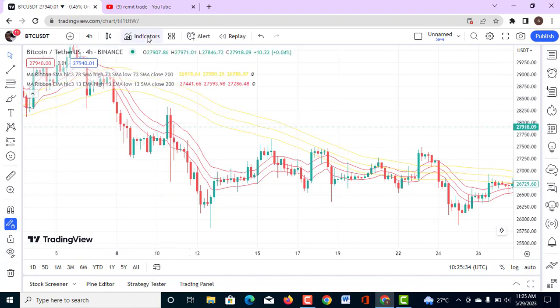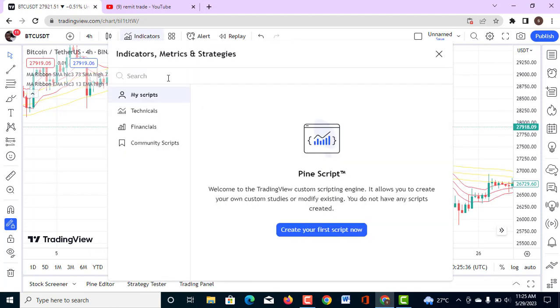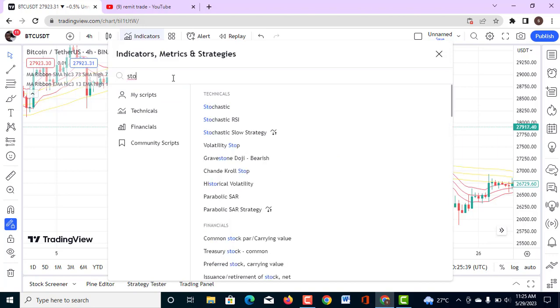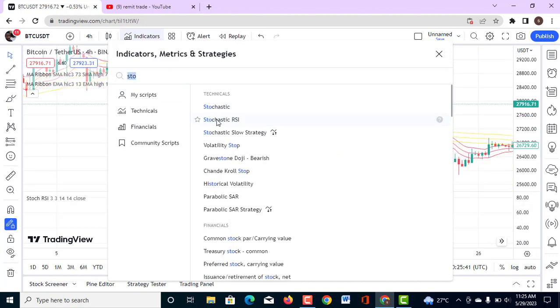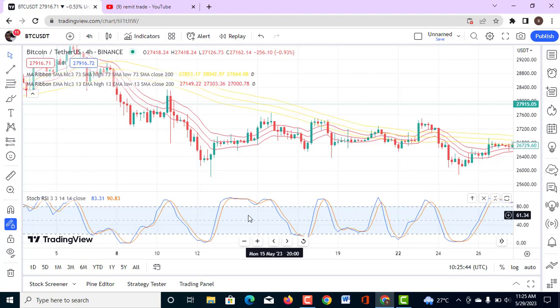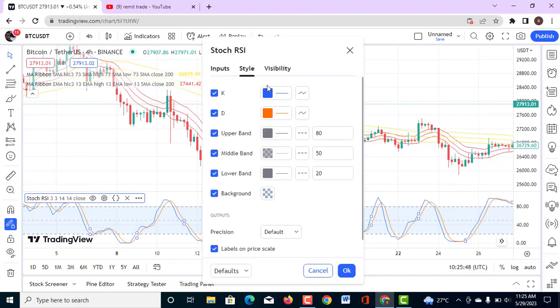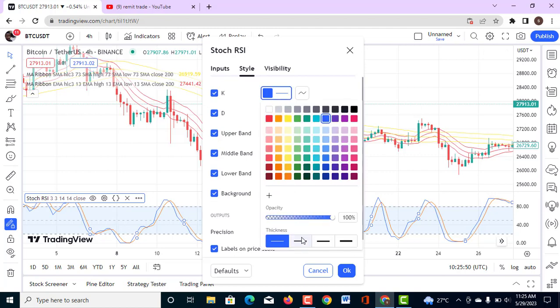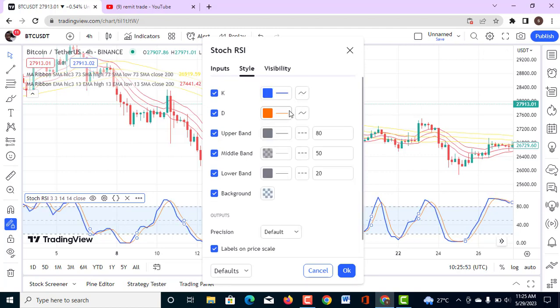The next indicator you have to put on the chart is the stochastic RSI. So this one right here, you click on it. For this, we don't need to change any parameter. I am going to only increase the visibility. So come back here, I'll increase the visibility a little.